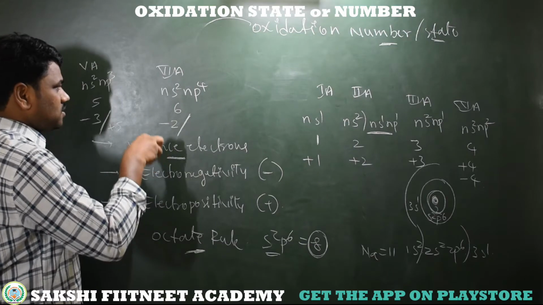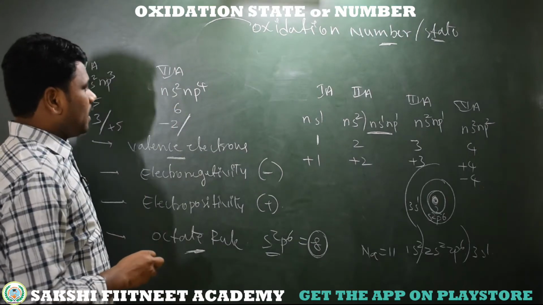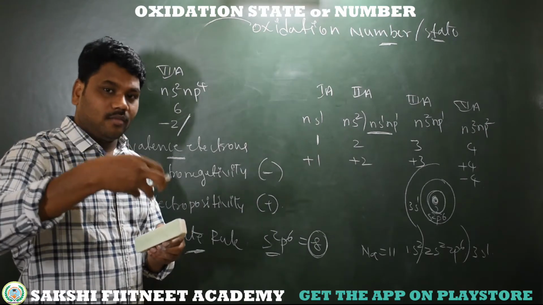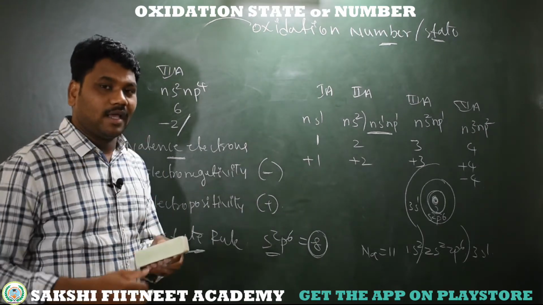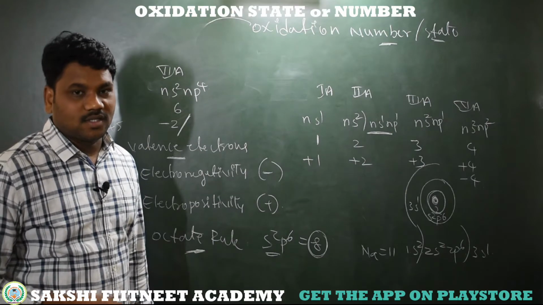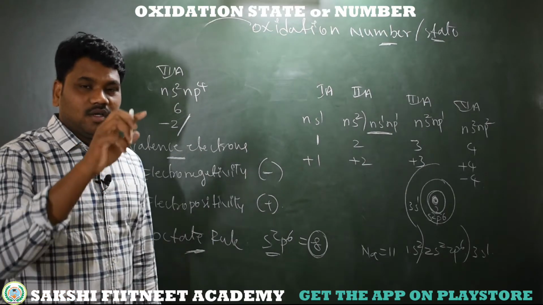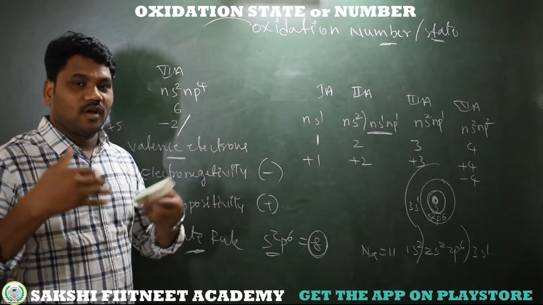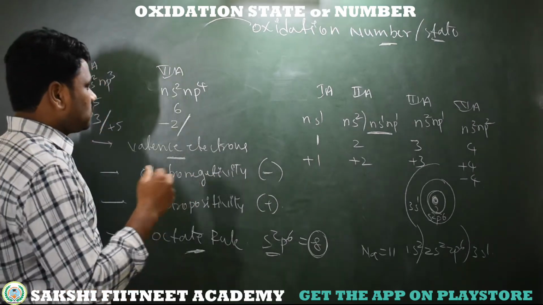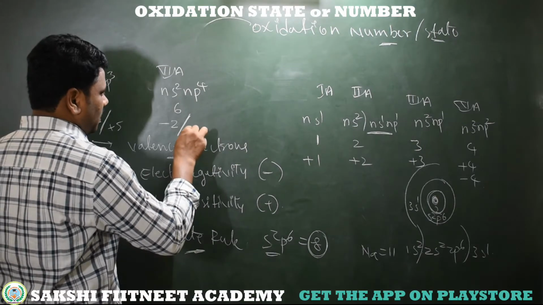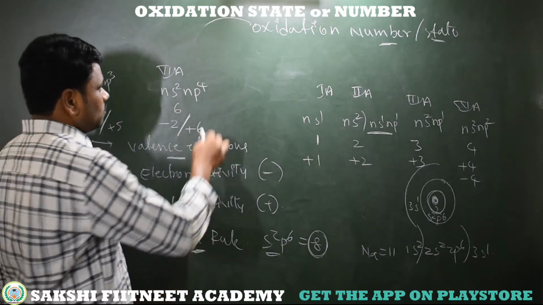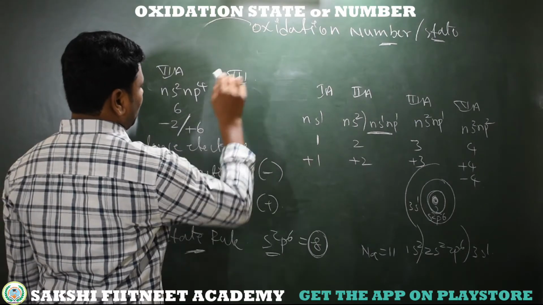If this sixth group element is acting as a central atom and any more electronegative element is bonded, like SF6, sulfur as a central atom with 6 more electronegative fluorine atoms bonded, then sulfur obviously acts as a positive element and can exhibit up to +6.